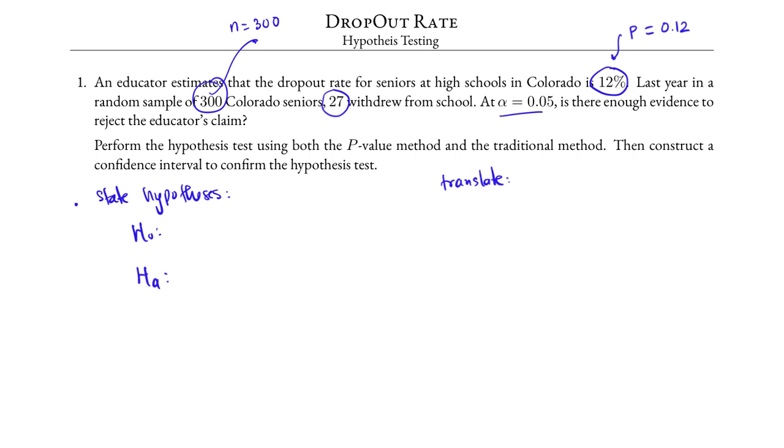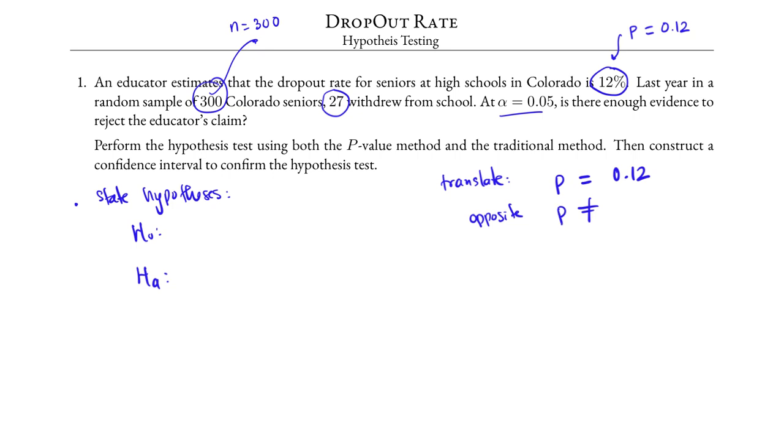The educator estimates that the dropout rate for seniors in high school in Colorado is, it is not more than, it is not less than, it is not at least, it is not at most, it is 12%. In symbolic form, P equals 0.12. P is 12%. The opposite of this statement is not equal to.